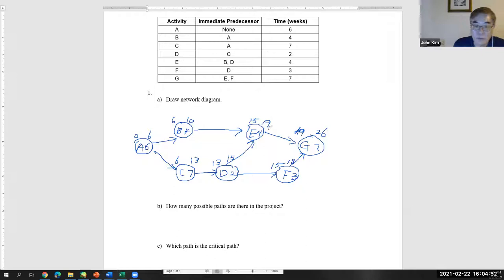Okay, so far, any questions? And then late start and late finish time, backward from here, 26, 19. So this one, 19 minus 3, 16. Go this way, 19 and 15. Okay, 15 and 16 for D. So only 1, 15, and 13. This one also, 15 minus 4, 11. And this one, 13, 6, 11 and 6, only 1, 6, and 0.